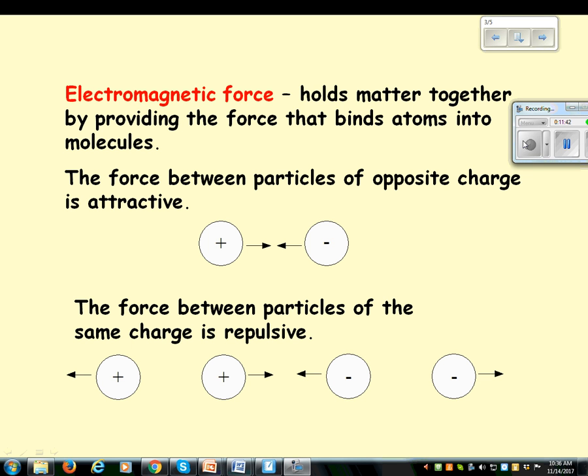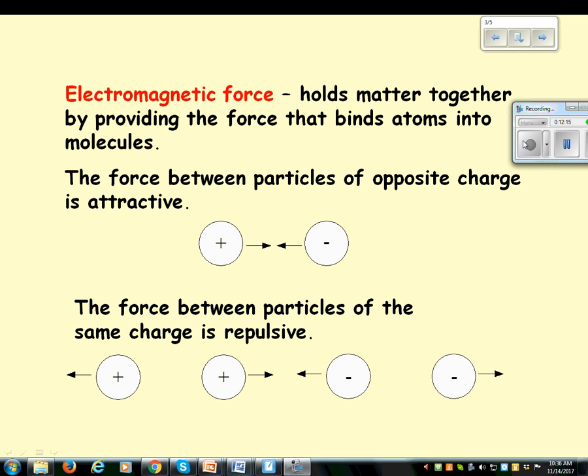Electromagnetic force is the force that holds matter together. It is literally holding you together right now. It provides the force that binds atoms into molecules. So, for example, Kelly's got a water bottle here. It's made of water. It's got hydrogen and oxygen in there. The electromagnetic force is holding the hydrogen and oxygen atoms together into water molecules, thankfully. Otherwise, we'd have a flammable gas sitting there, right? We don't want that.